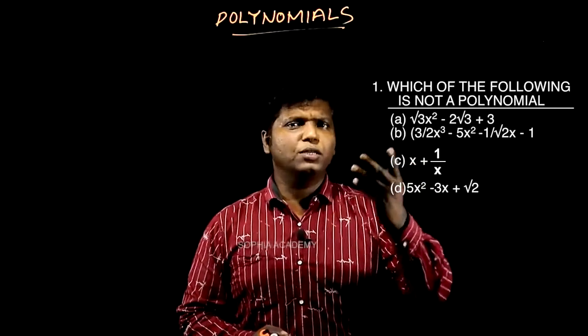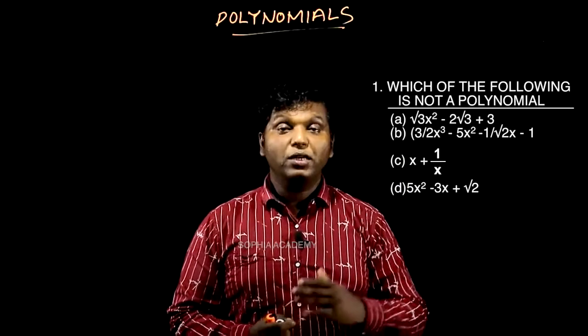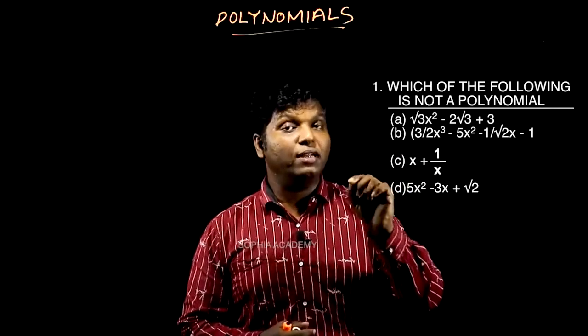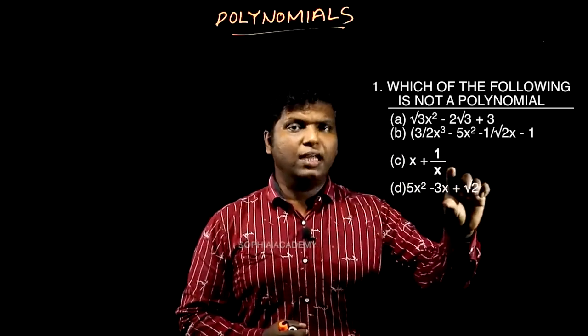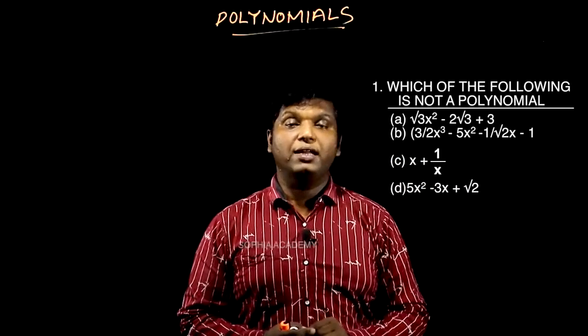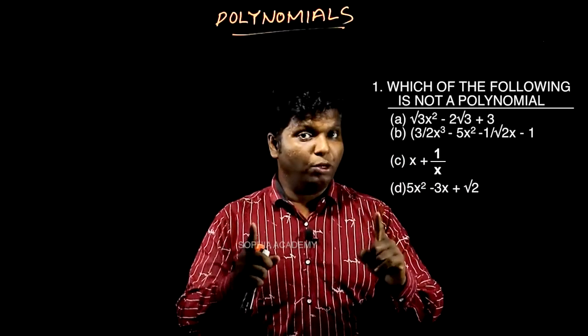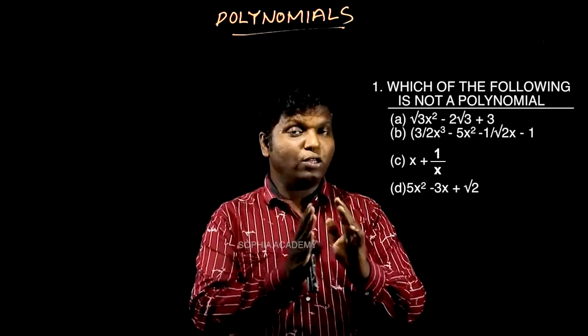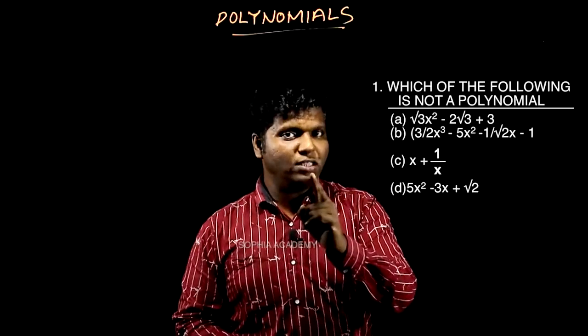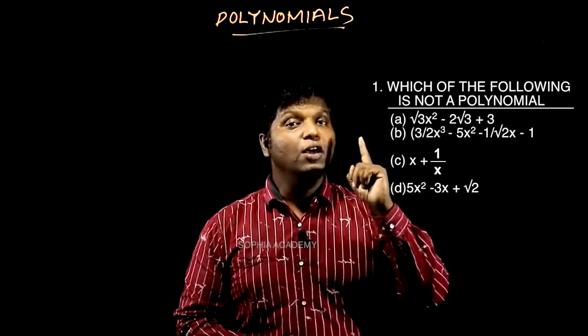It doesn't matter, x raised to 0, you can write like that also. But it should not be x raised to minus 1. Whenever in a polynomial you see minus 1 given as the power, then definitely we will say it is not a polynomial. So we have to focus on the variable part, not on the constant part. Keep this in your mind. You have to focus on the variable part.